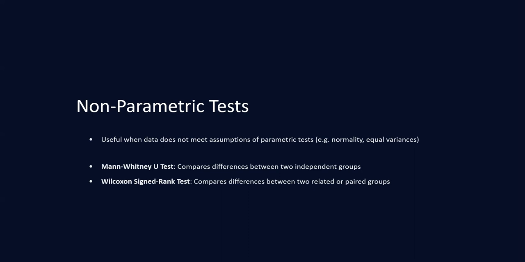Then for non-parametric tests: whatever we discussed so far is for parametric data sets, but for non-parametric data sets that do not meet the assumptions of parametric data, meaning normality or equal variance, at that time you need to go for the Mann-Whitney U test. It compares the difference between two independent groups. And the Wilcoxon signed rank test compares the difference between two related or paired groups. You need to understand these for non-parametric data sets.